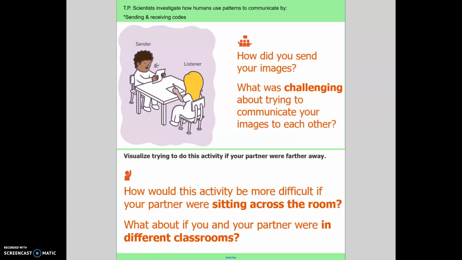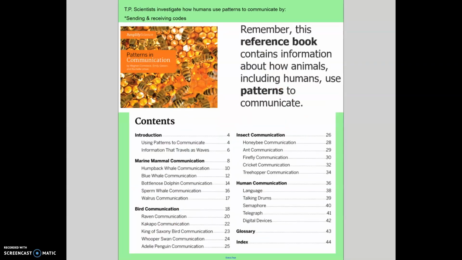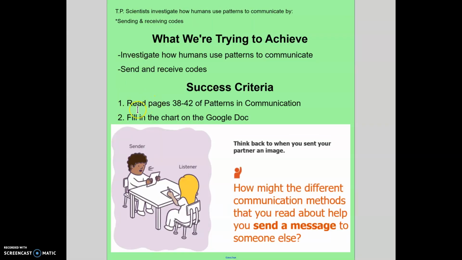Now, we're going to go back to patterns in communication. I want you guys to do a little bit more research on this topic, and we're going to be looking for patterns. So here's the table of contents. Where could we look to find more about patterns and human communication? Okay, I see patterns over here, and I see human communication over here. So that means your job for today is to read pages 38 through 42 of Patterns in Communication so that you guys can figure out what types of communication or patterns or codes that humans use.